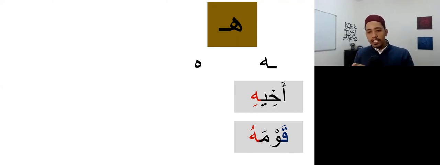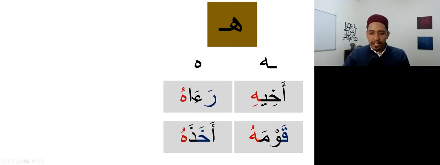Now, here's another shape of the ha. I didn't show this to you in the last slide, but I put it in the summary slide. When the ha is at the end of the word, it will look like this one over here. But if there is a semi-cursive letter before it, meaning that the ha cannot join to the letter before it, and it appears at the end of the word, it's going to look like this. Because you see there's an alif, it can't connect, so it's just going to take the shape of a circle.